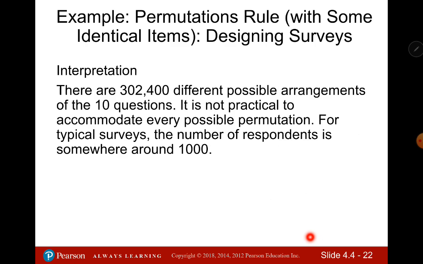It is not critical. So we need to, this number is way too high. It's not practical to get every possible permutation. If we want to get every possible permutation, we should get such a large number of respondents, right? But actually, for a typical survey, the number of respondents is just around 1,000, so this number is too large. It's not critical.